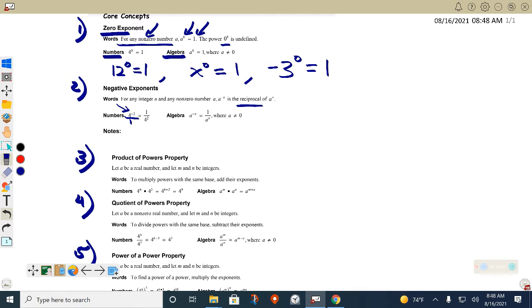Let me give you another example. Catalina, what's your favorite number? 6. What if I took 6 to the negative 3 power? I'll make that into a fraction and then take the reciprocal. It's going to be 1 over 6 to the positive 3. In other words, you make that exponent negative.